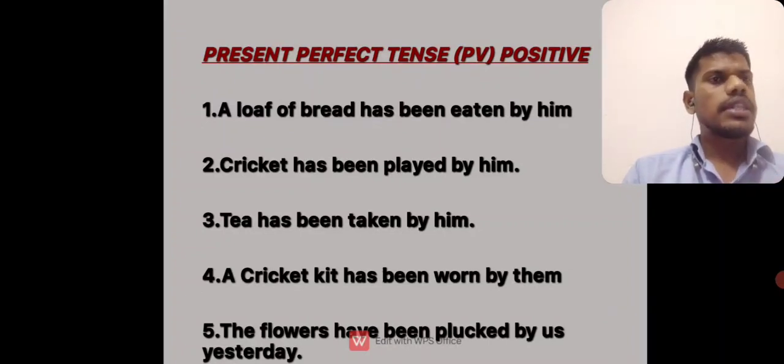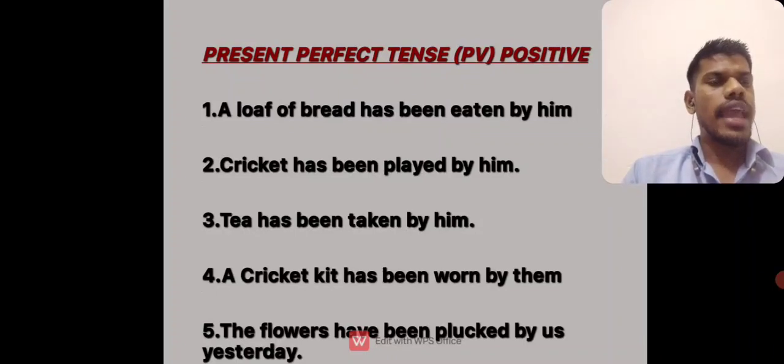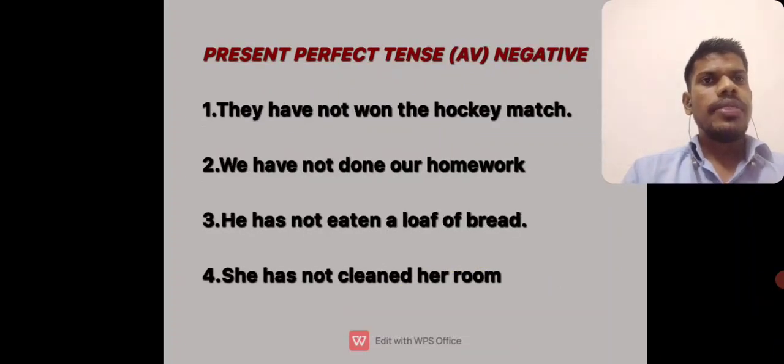So the flowers then have been plucked by us yesterday. See here, in place of flowers, if you find a flower, then we have to use only has. This is the example for present perfect positive tense active, then passive. Then present perfect tense active negative.